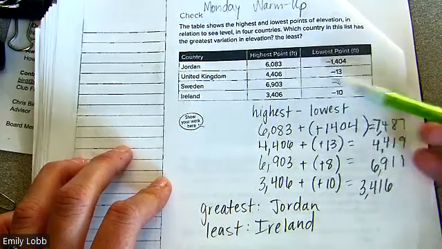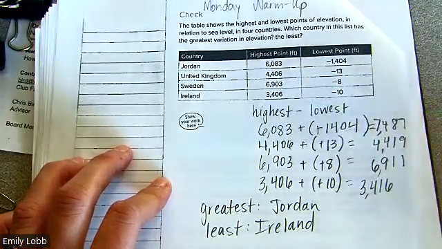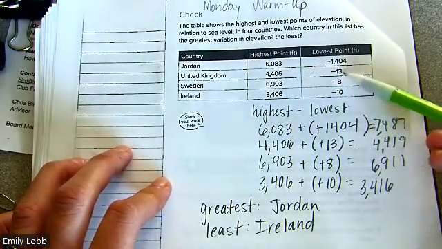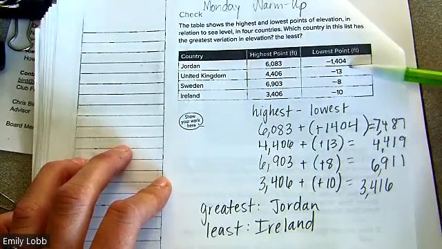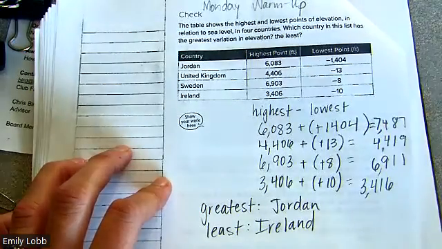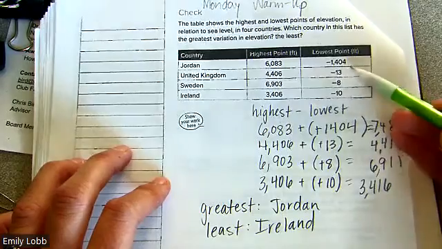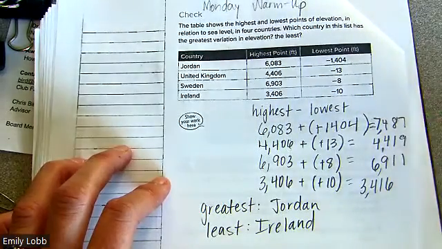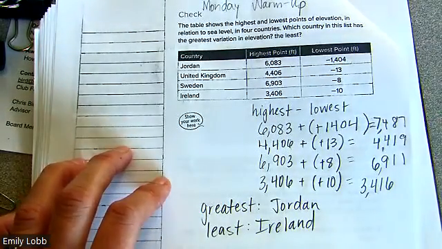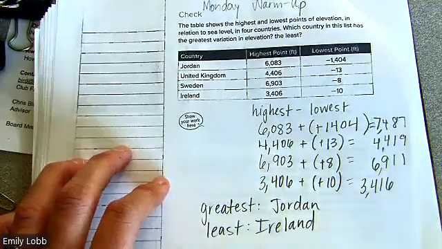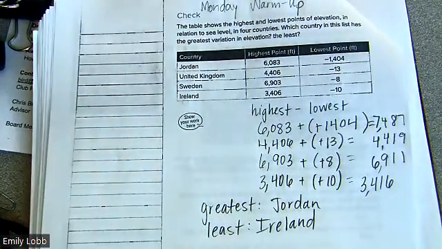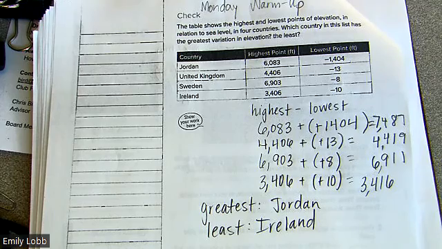8 to get to the 0, and then 6,903 to get to the highest point. 13 to get up to the 0, and then 4,406 more to get to that highest point. And in Jordan, you would have to go 1,404 feet just to get to that 0, and then an additional 6,083 feet to get to the highest point. Does that make sense? Yes, no, maybe so.